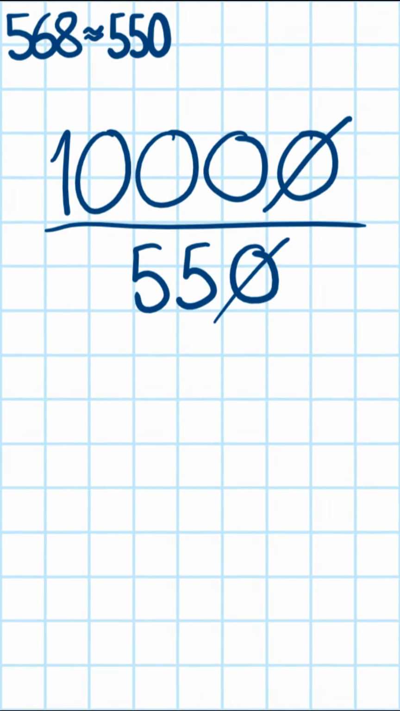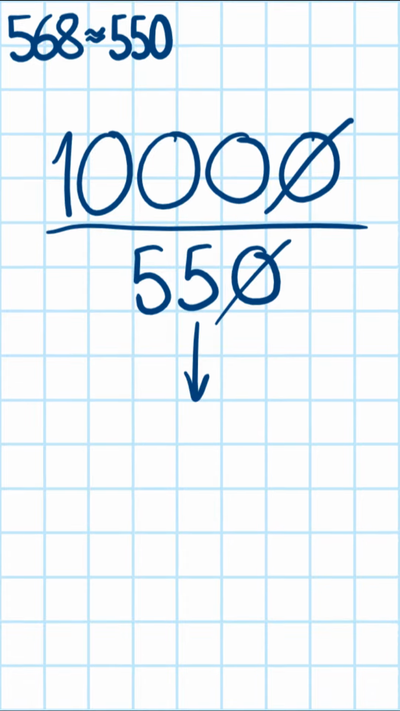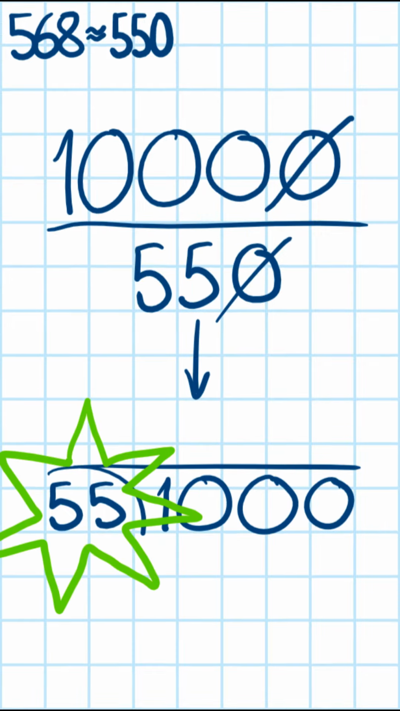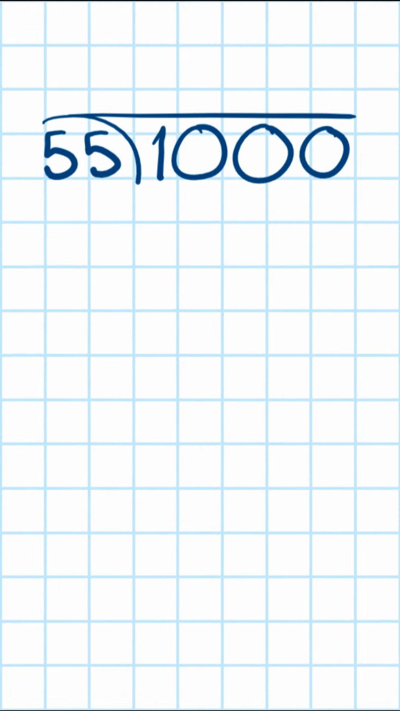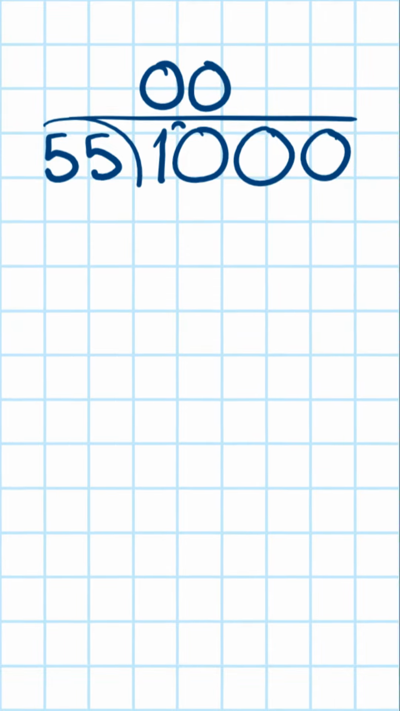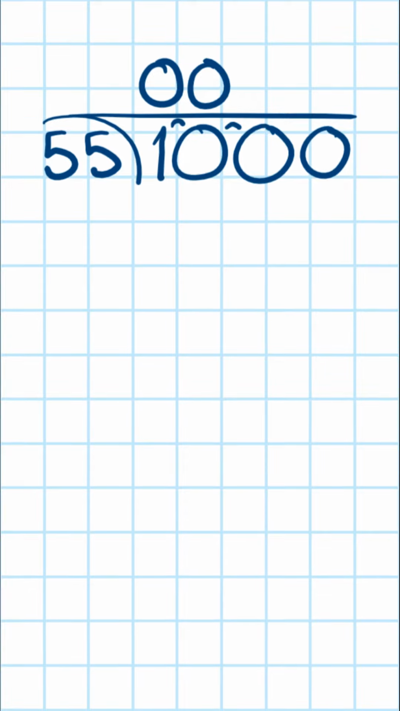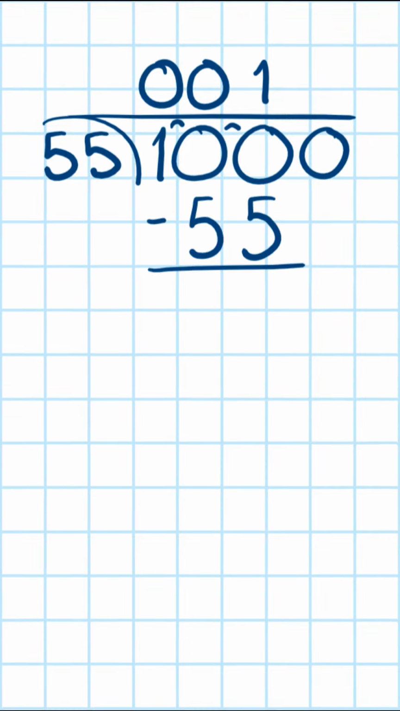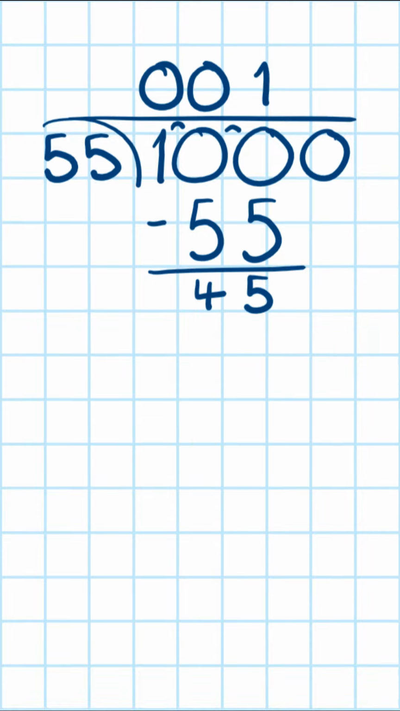We can take off a 0 from both sides because they both divide by 10. That leaves us with 1,000 divided by 55, which is much easier. So, 55 into 1 is 0. We then do 55 into 10, which is also 0 because it's less than 55. 55 into 100 though is 1, so we do 100 minus 55, and that leaves us with 45 left over.